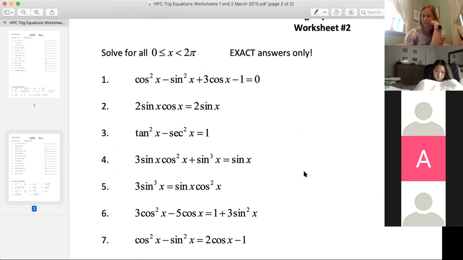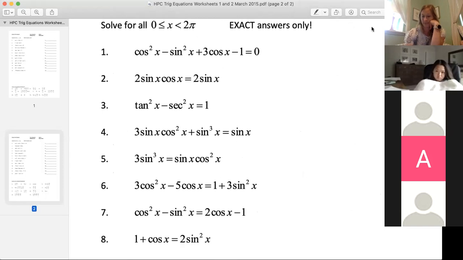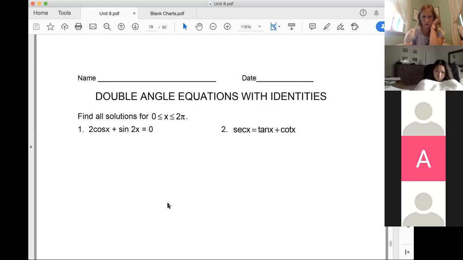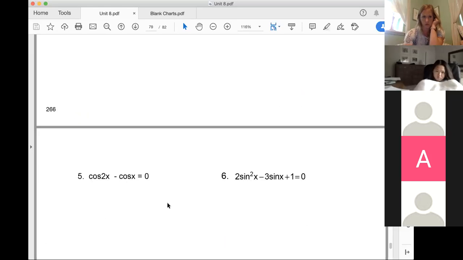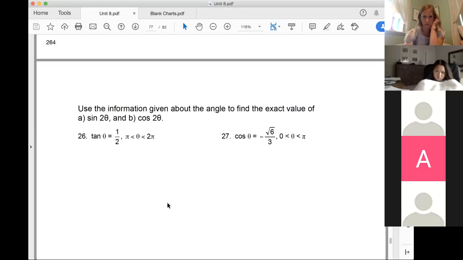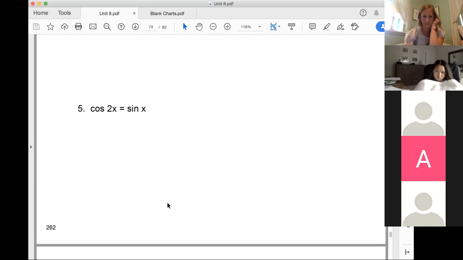Other things, any other questions people are having? Can we go over one of the notes questions? Do you want me to just tell you, or are you going to pull it up? I'm pulling it up, but tell me what page you're looking at so I can get there. 262. Which one?